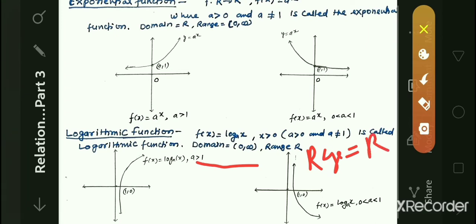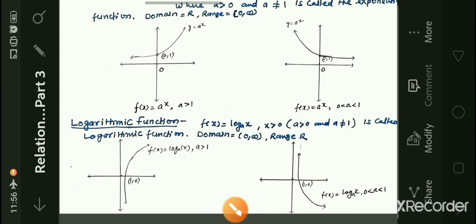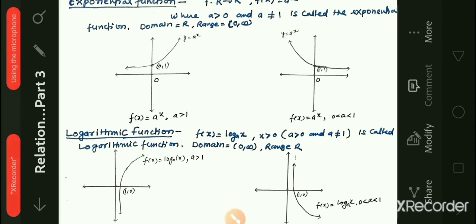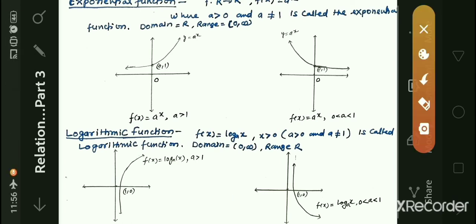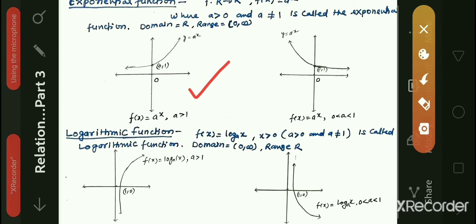Okay. Now you can see here the graph of the logarithmic function. It will intersect the x-axis at (1, 0), and in the exponential function it intersects at (0, 1), whereas in this case it intersects at (1, 0). Now graph 2, where a is less than 1, this intersects at (1, 0) on the x-axis, which is quite similar to this graph. So these are important graphs.